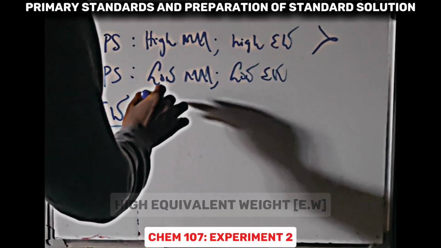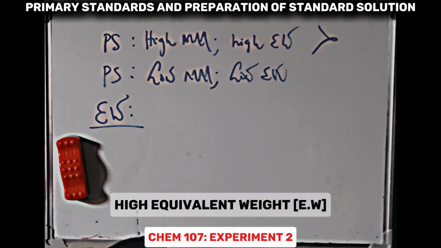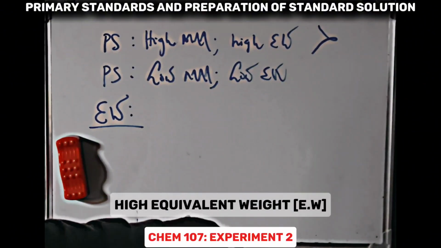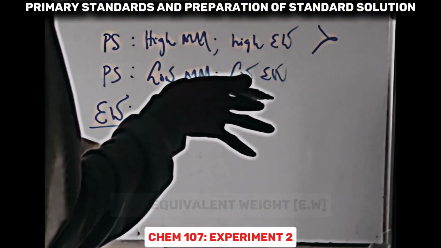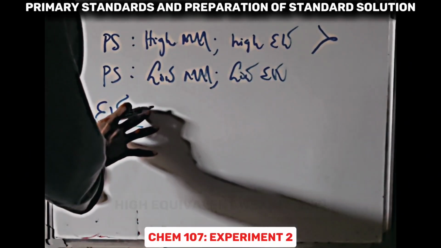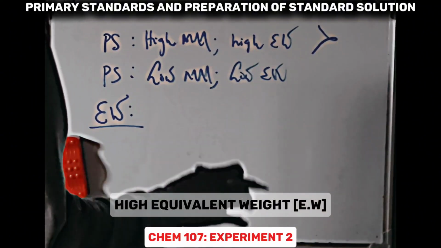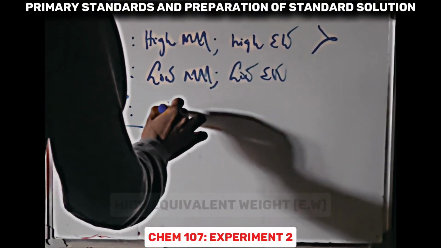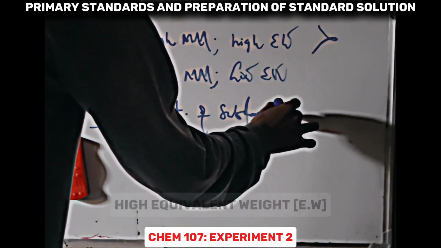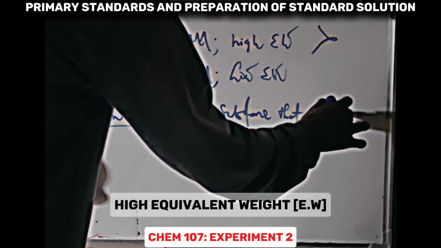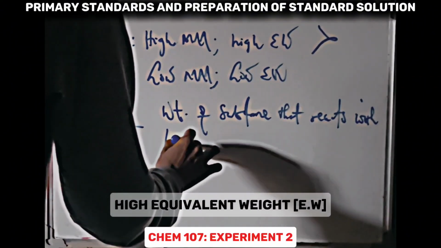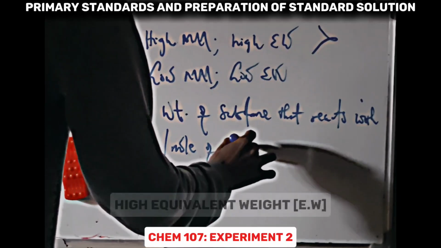Equivalent weight is just the weight of substance that reacts with 1 mole of another substance, or 1 mole of hydrogen ion present in the other substance. So the weight of substance that reacts with 1 mole of another substance in a chemical reaction is called the equivalent weight.